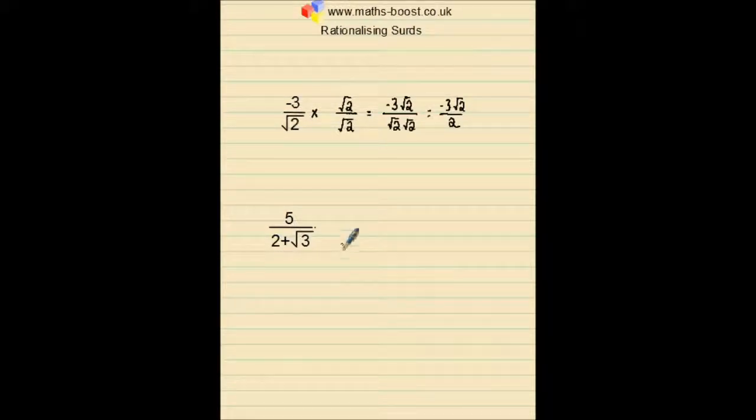Now the second case, where the surd on the denominator is part of a binomial, is slightly different. It's very close to the first rule in that we multiply the top and the bottom of the fraction by the denominator. Well, almost. We multiply it by the denominator, but with one and only one change, that of the sign between the two terms. So in this case, we multiply the top and the bottom by 2 minus root 3.